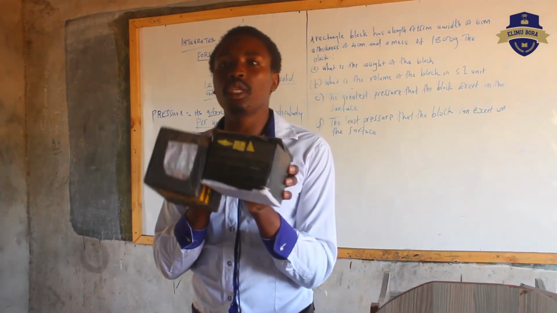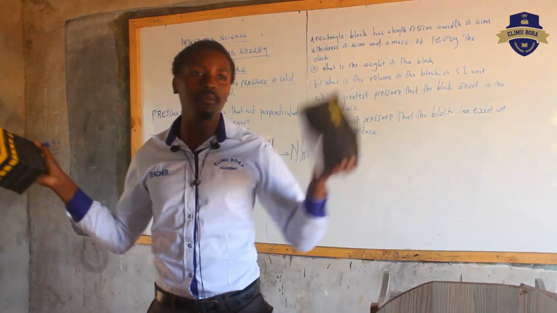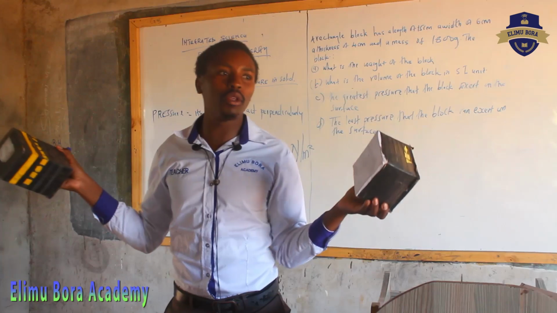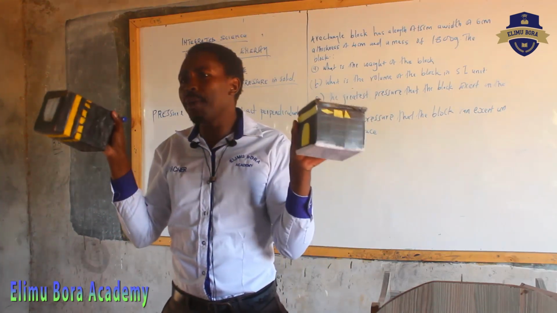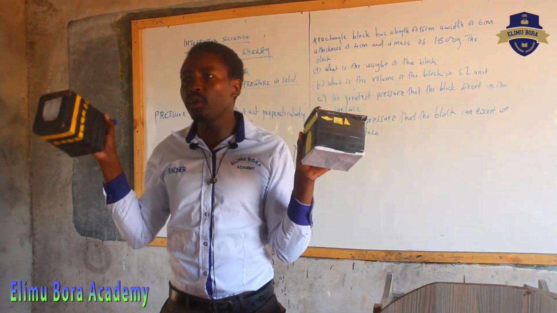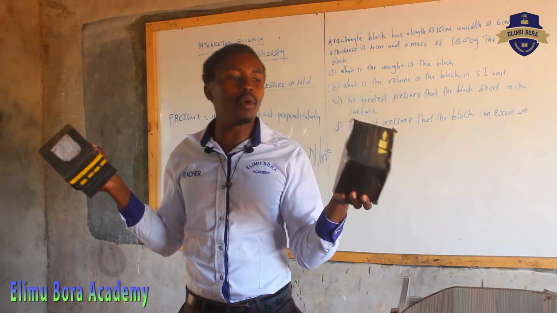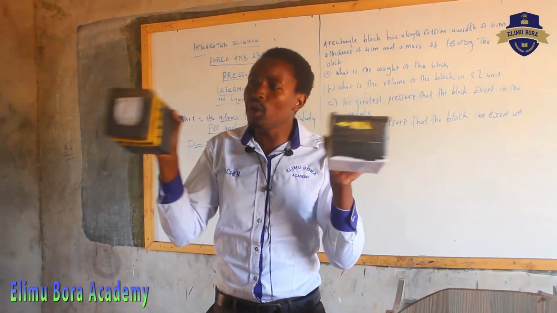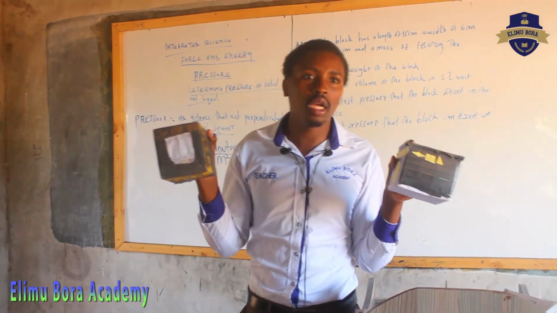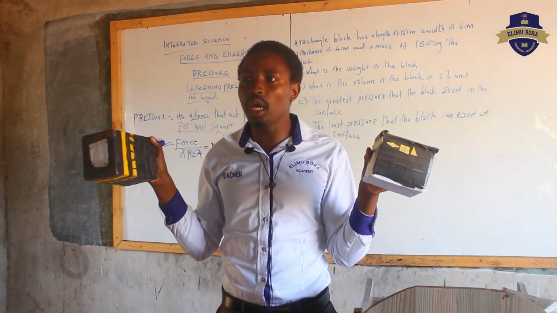When you look at these two boxes here, you have box A and box B. The box A on the right hand and the box B on the left hand. So when you compare the surface of the two, which one has a large surface? Box A. And the box B has less surface. So when you compare the two of them, which one will be able to generate more pressure?